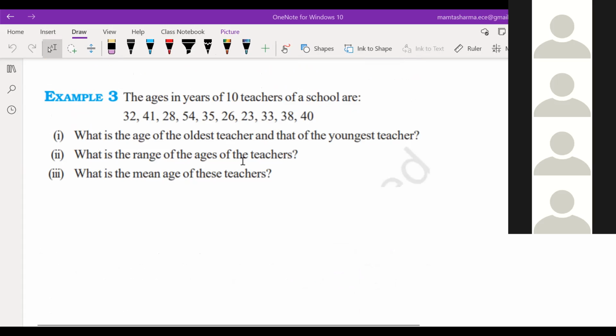I think first and second are done. Ma'am, I have the last one, ma'am. Yes, the last one will take time. Ahana, correct. Range is correct for everyone. The first question is almost correct. You all have given the correct answer. Now tell me the answer of the third. What is the mean age of these teachers?